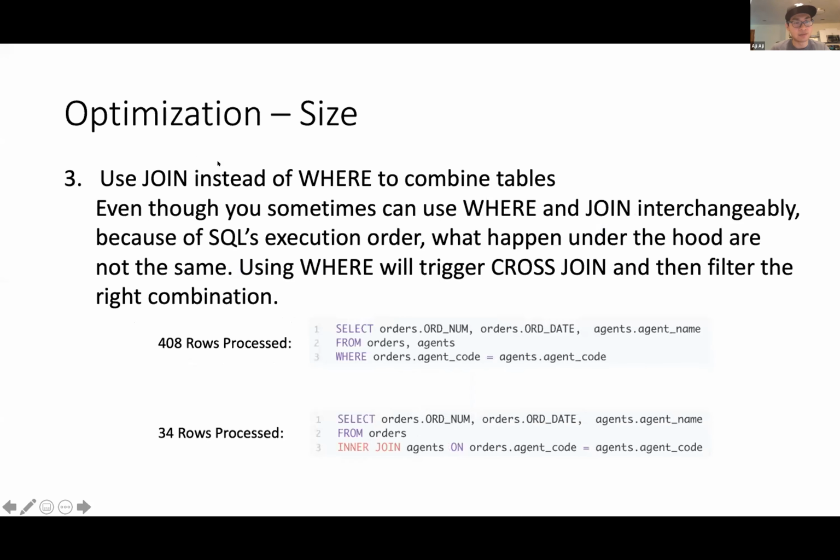And then the next thing is about using join instead of where. So if you take a look at this query, both queries will work fine. They will give you the same result. But this top query will process 408 data, while the bottom query will only process 34 different data. So you can use where to join the two different tables, but if you use where, then SQL will do a cross join. And as John mentioned before, cross join is like joining every possible combination, and that's going to be very bad. So try to use join properly.